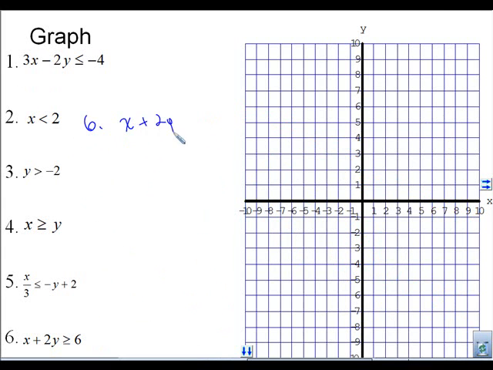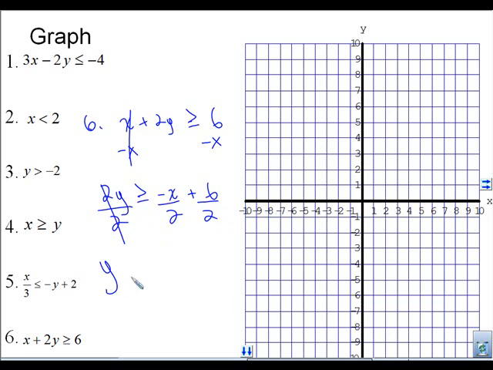x plus 2y is greater than or equal to 6. Well, it's minus x. We get 2y is greater than or equal to negative x plus 6. Let's divide everything by 2. This divides out. We get y. We didn't divide by a negative, so the symbol stays the same. Imagine there's a 1 here, so that's negative 1 over 2x plus 3. So we're going to have positive 3 on the y-axis, and a slope of negative 1 over 2. That means we move down 1 over 2.